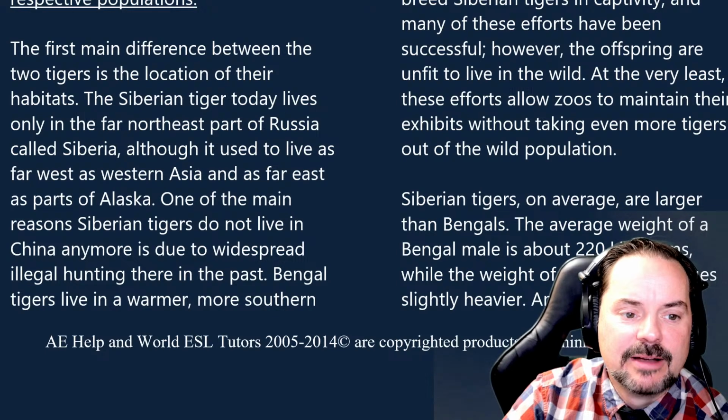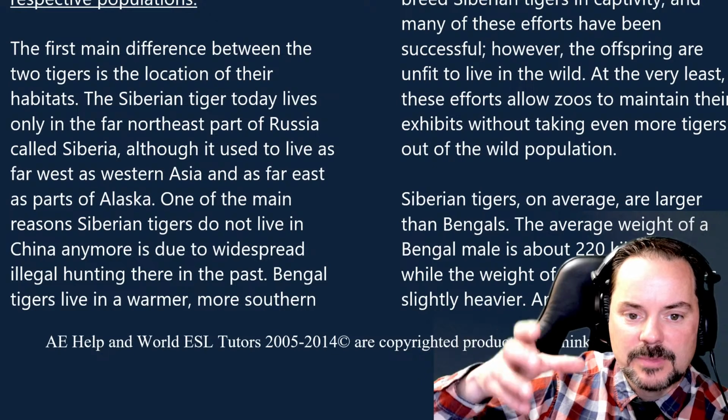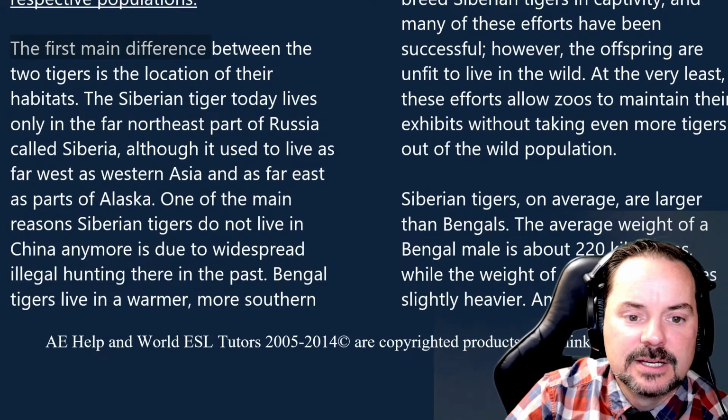So in a simple way, Murtazo, you're doing so good. Read another paragraph for me. When you see it on the screen, go for the first main. This is like a magazine article, so it's columns. So go from the first main difference.